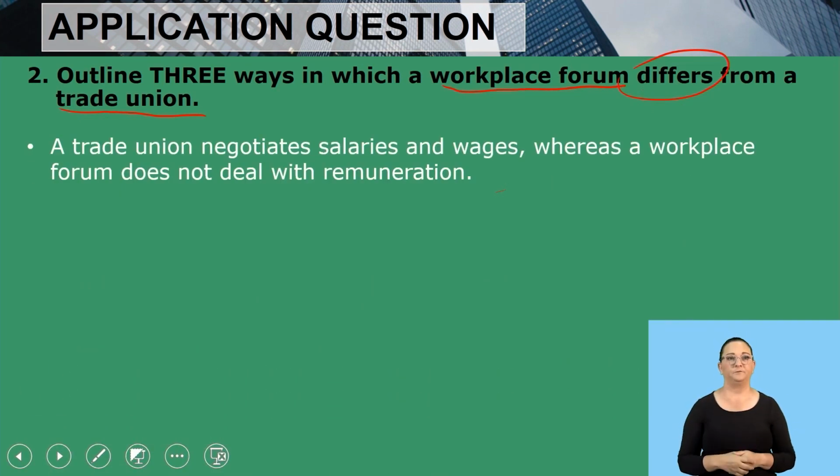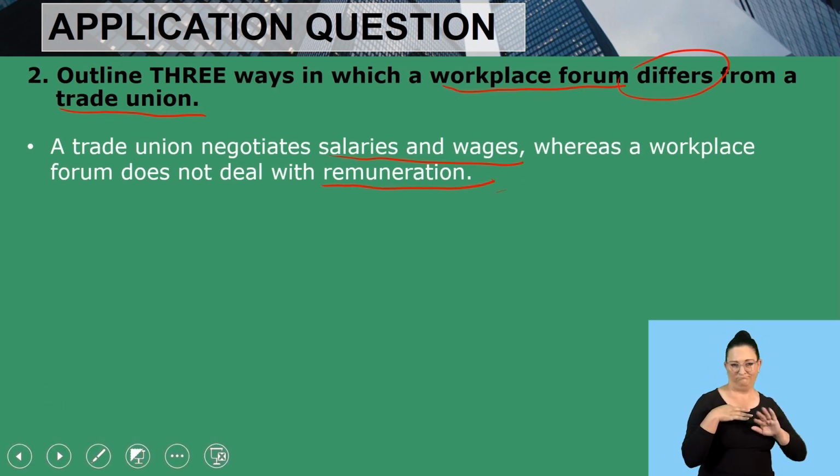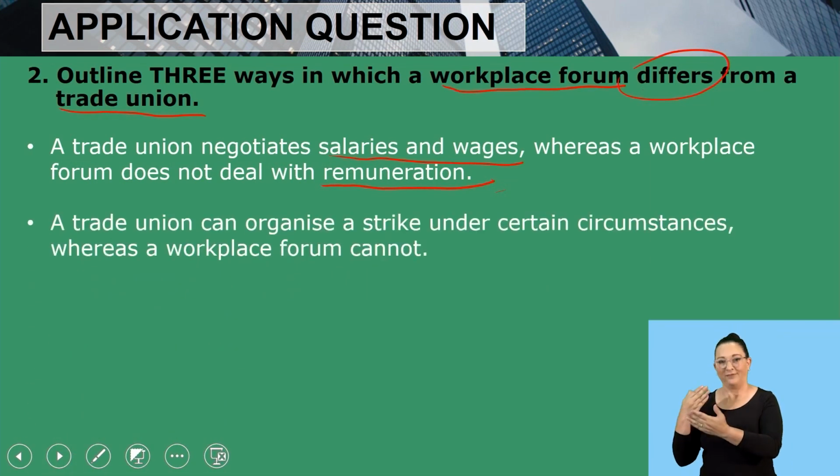All right, a trade union negotiates salaries and wages, whereas a workplace forum does not deal with remuneration. Remuneration is your salaries and wages. So with the workplace forum, we don't deal with remuneration, but the trade union deals with salaries and wages. If we are not happy, we need a salary increase, we don't go to the workplace forum, but instead you go straight to the trade union, who will then be able to negotiate with the employer.